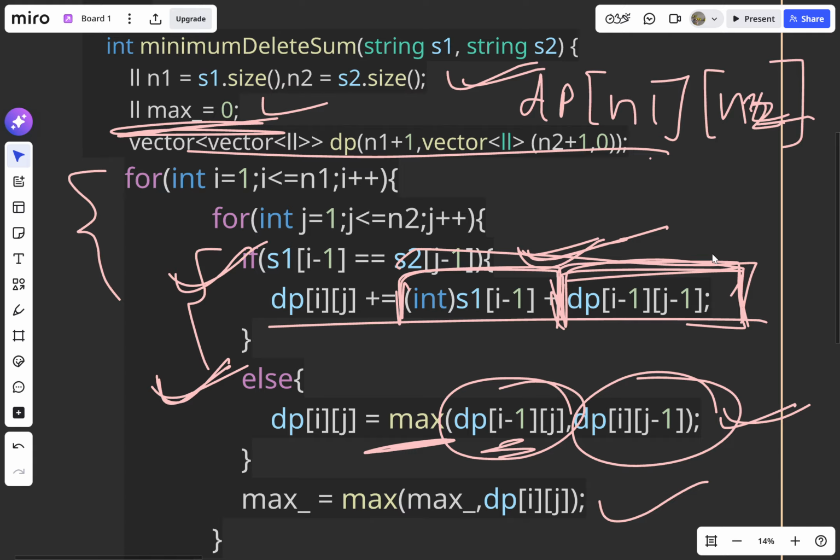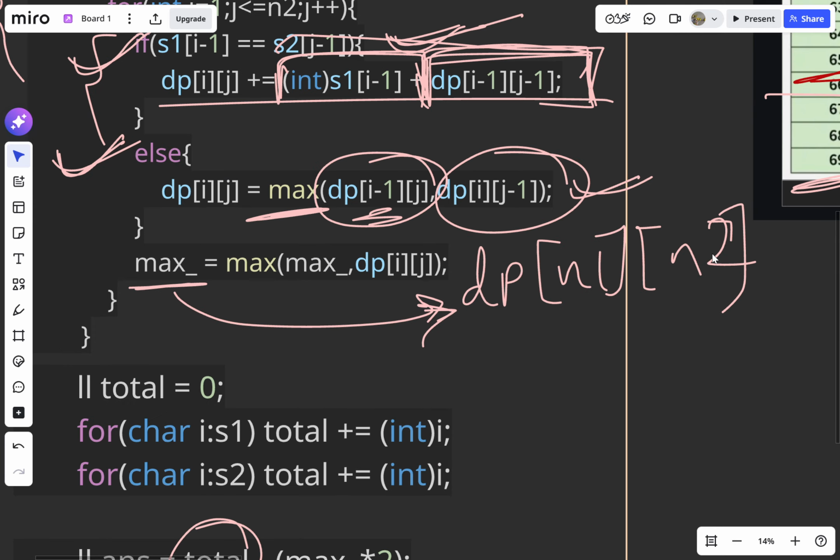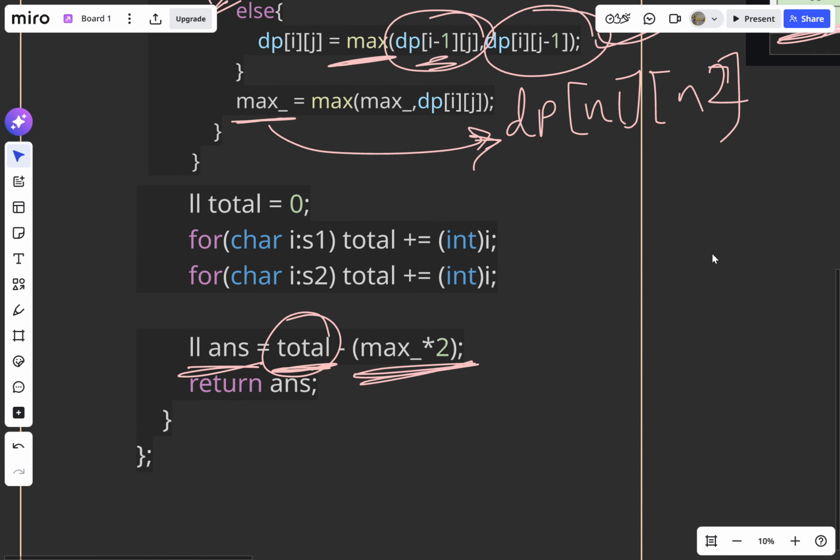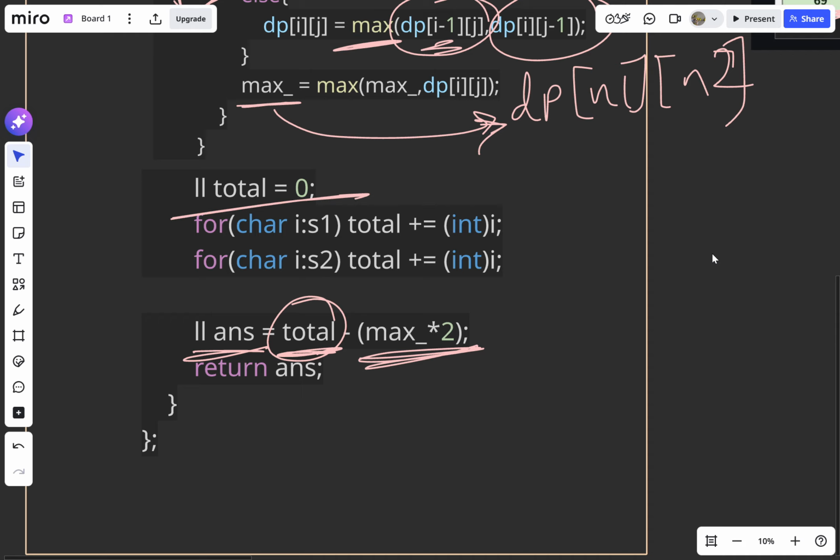Okay, after this here we are storing the maximum value. In place of this, as we have discussed, we can also return the direct value of dp of n1 and n2, because this will also be storing the longest common subsequence value, the final longest common subsequence cost. Okay, now we will first calculate the total cost. Total cost means total ASCII value of the characters which are present in S1 as well as S2.